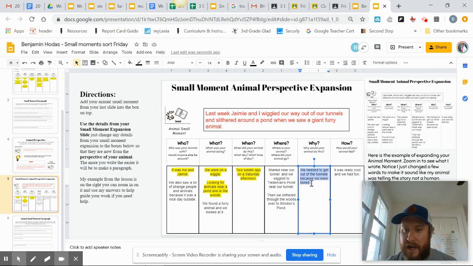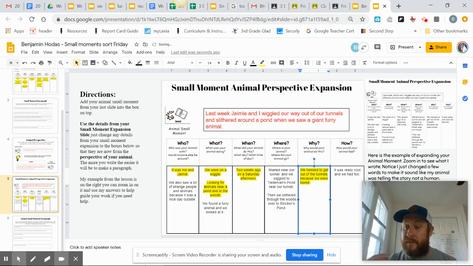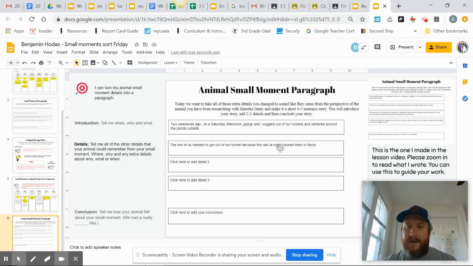So I changed the why just a little bit, but that's because I was able to make this story sound a little bit more real from the worm's perspective by saying they came out because the tunnels were flooded, not just because they were bored. It makes my story more interesting, adding those little bits and pieces that I've learned about worms. So let's go to my next detail.